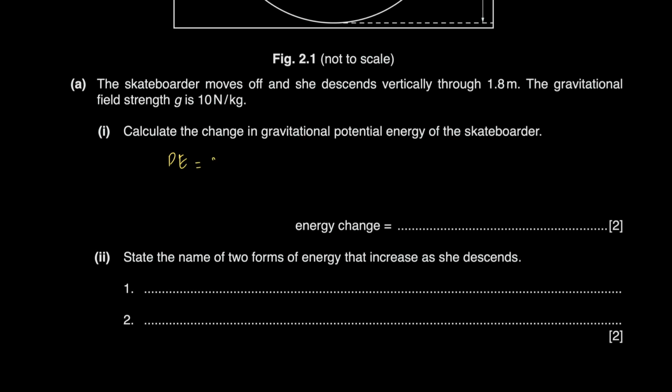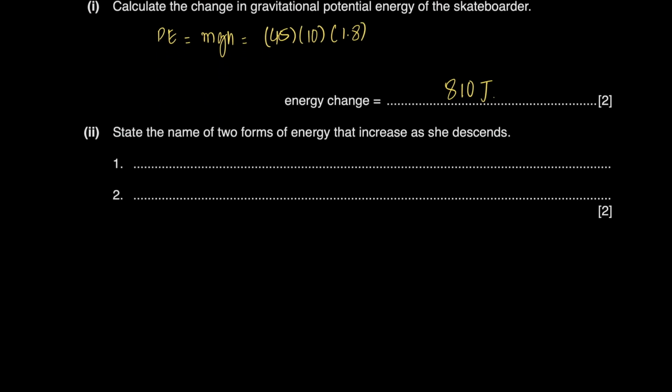Potential energy is mgh. Mass is 45 for the skateboarder, and the change in height is 1.8. So the change in potential energy works out to be the same thing. And this answer is 810 joules. Pretty easy. Let's move on to the next part.